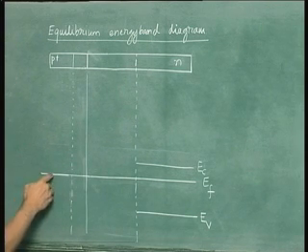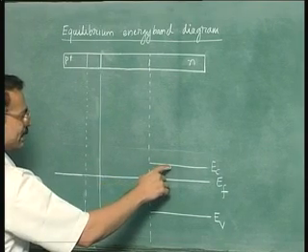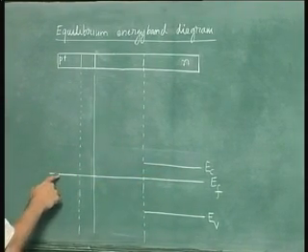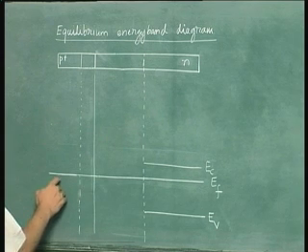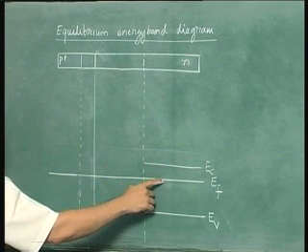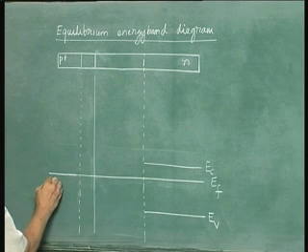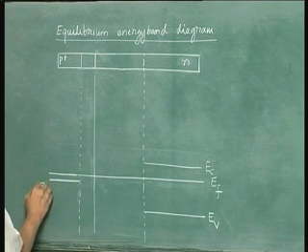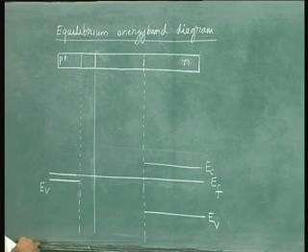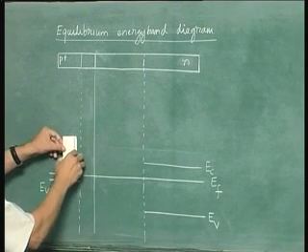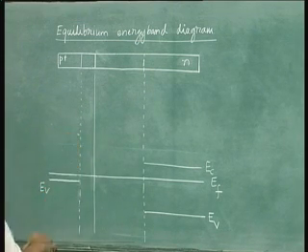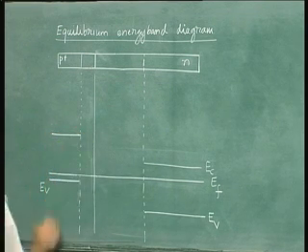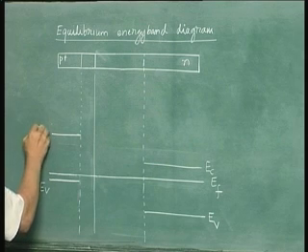Since the P side doping level is more than the N side doping level, EC minus EF will be more than EF minus EV. So EV will be closer to EF than EC is to EF on the N side. So this is your EV, and then we can place the EC at a distance of one energy gap. So this is EC.